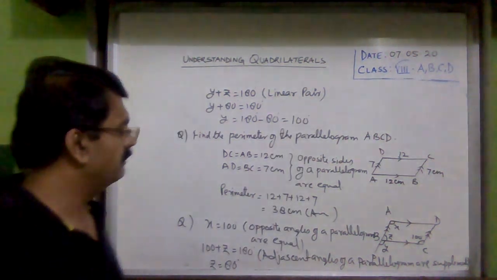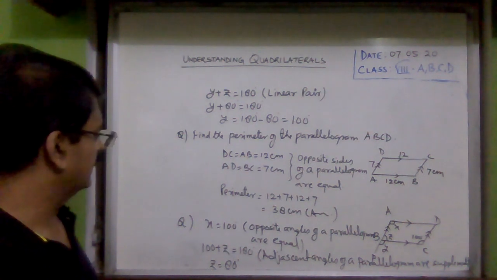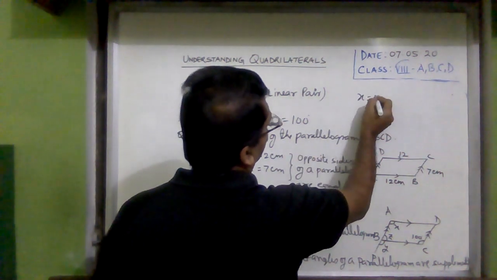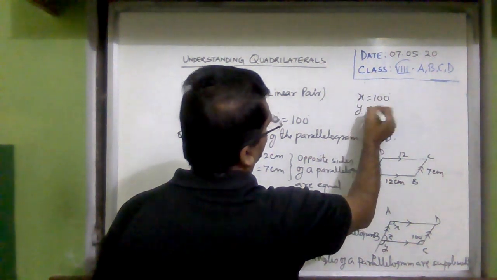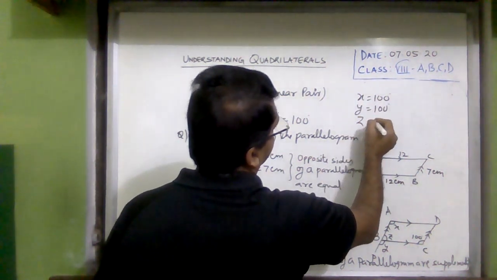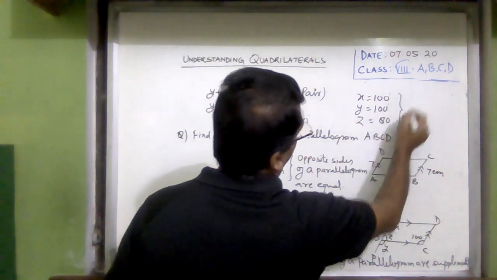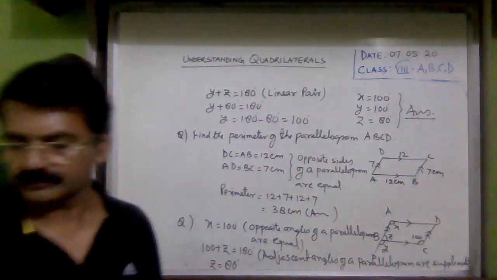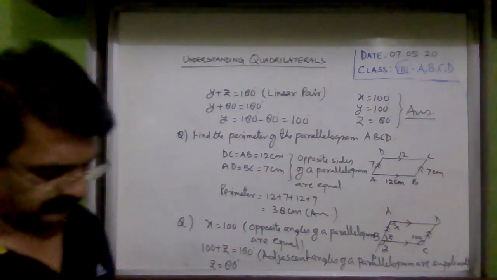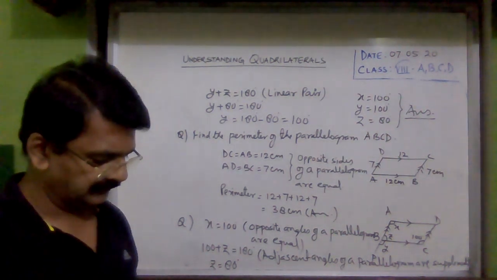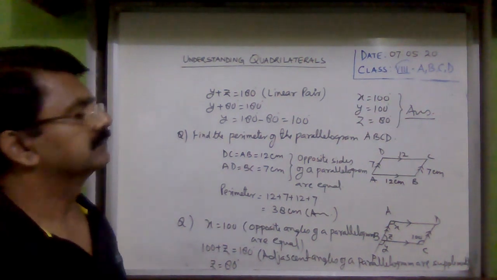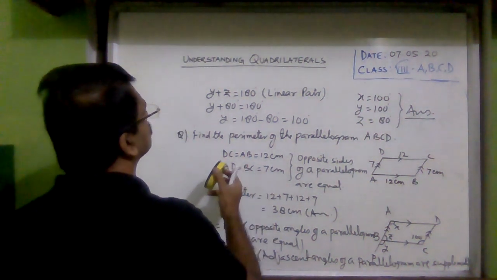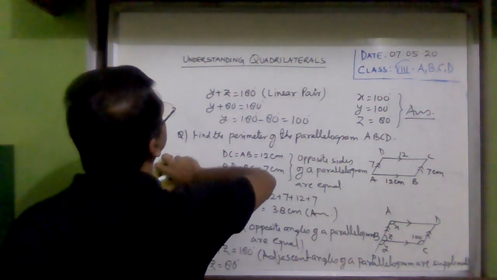So we have found X is equal to 100 degree, Y is equal to 100 degree and Z is equal to 80 degree. That is your answer. Clear? Okay. Now we'll do the next question.